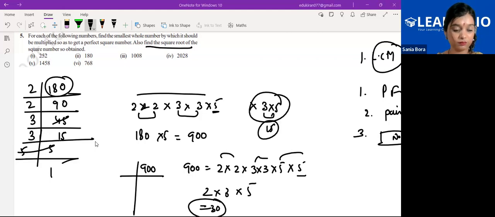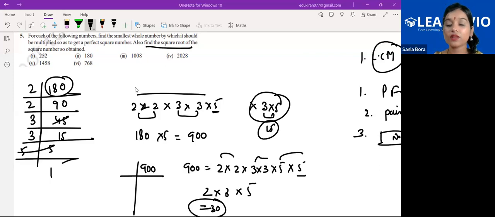Another doubt. Yes, Chakriga. If, suppose, as you said, 3 into 5, so after we multiply it's 15. So when we do the prime factorization again, do we have to take it as a pair together or separately? You will take a pair.